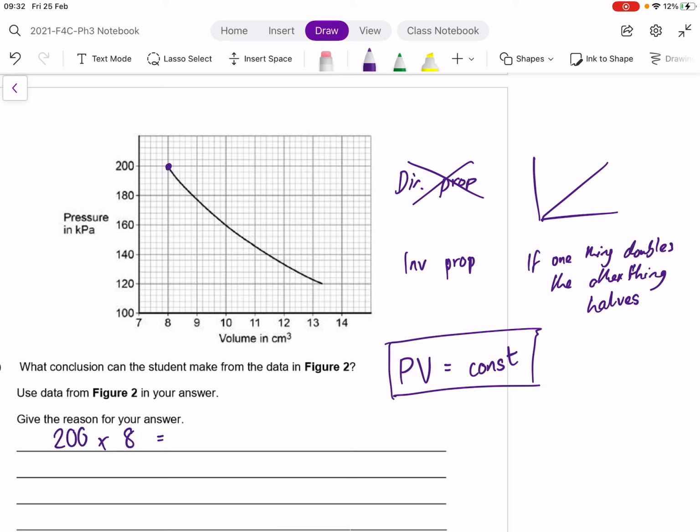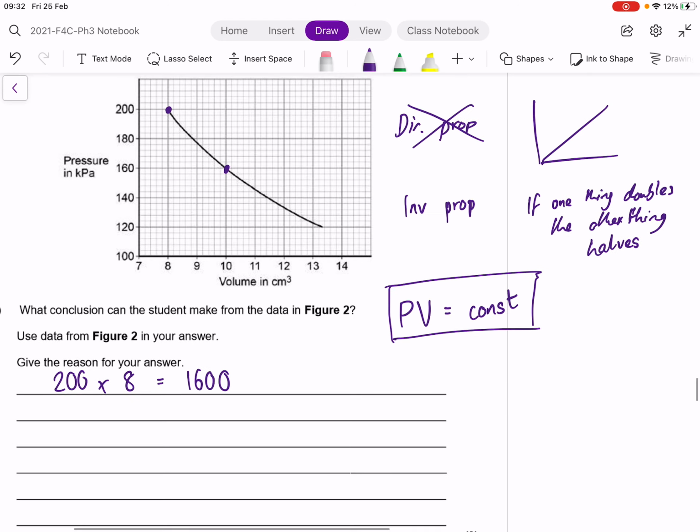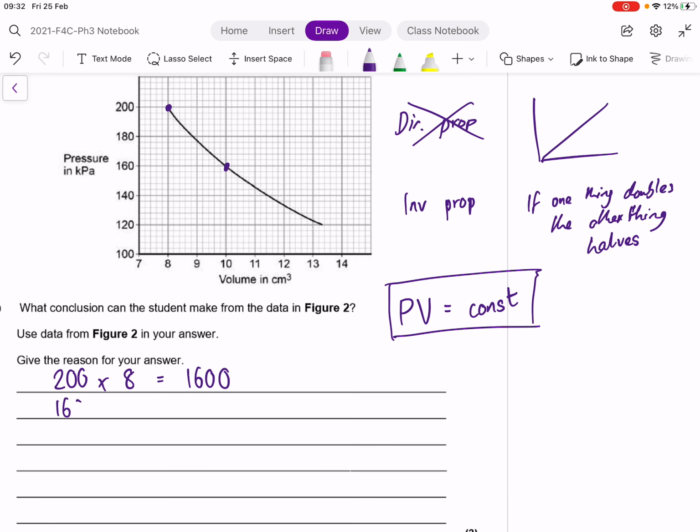Can I do that in my head? 200 times 4 is 800, 200 times 8 is 1600. So this is 1600. I'll ignore the unit for now. Let's choose another one. 10 times 160, or I suppose we should do 160 times 10. Well, that's 1600 as well. Pressure times volume is a constant.